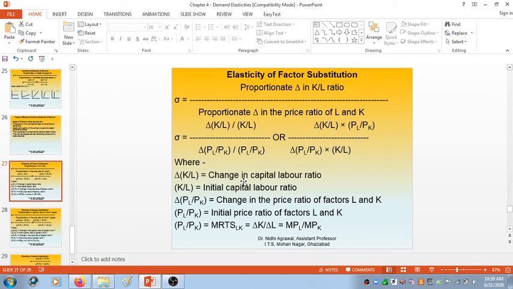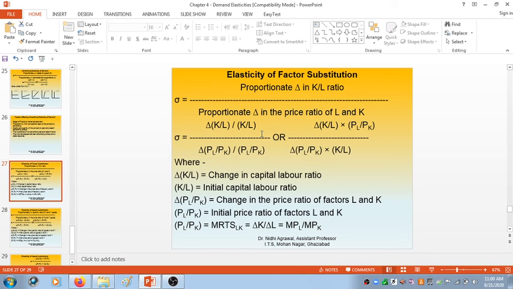Next is elasticity of factor substitution. This is the elasticity which focuses on factors, meaning the production factors. We are taking only two factors of production: capital and labor. This part will also be covered in the successive chapters, but I am just giving you an idea about it. Suppose we are manufacturing and using two factors of production, capital and labor. So in this case, we need to calculate elasticity of factor substitution.